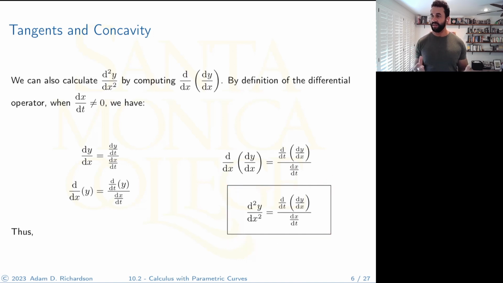Okay, so let me try to summarize everything here. The first derivative is given by this formula, dy dt over dx dt. The second derivative is given by this formula. This says to differentiate your first derivative with respect to t, and then divide it by dx dt.